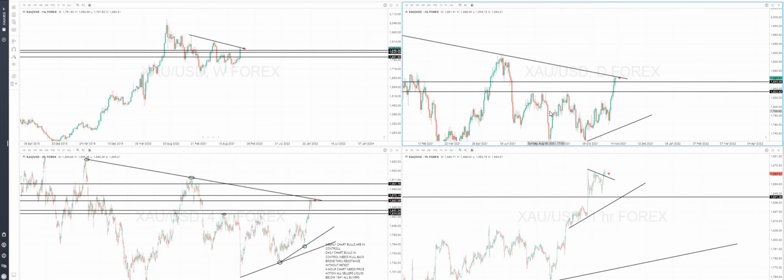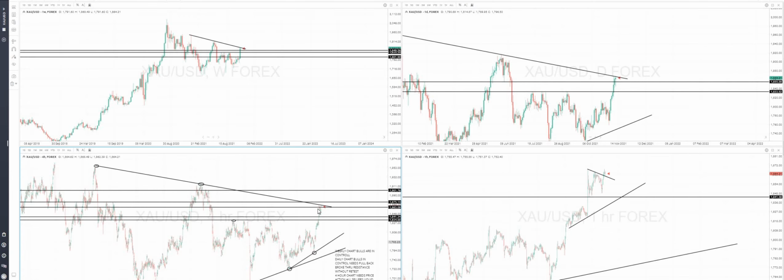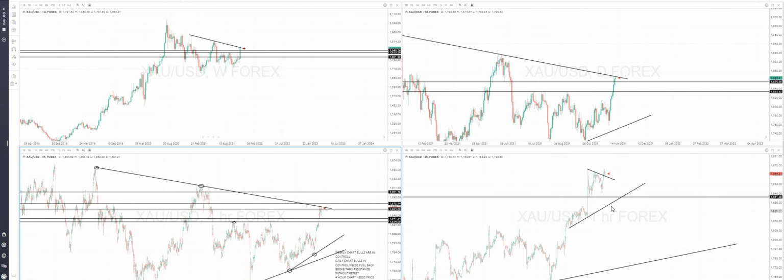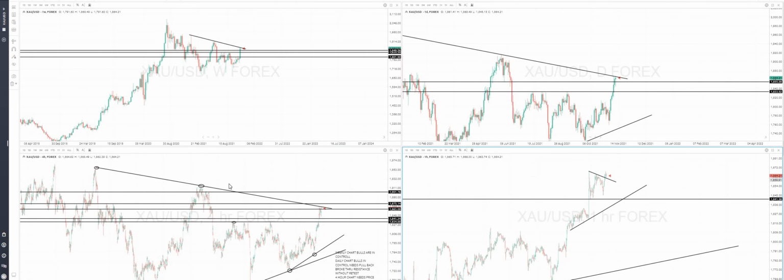So we need a little bit more price action with gold before we do anything. But overall, all buyers' liquidity on gold is above this trend line, 1875 resistance. All sellers' liquidity is below this 1841 key support, and maybe this trend line right here. So let's just go over everything real quick.